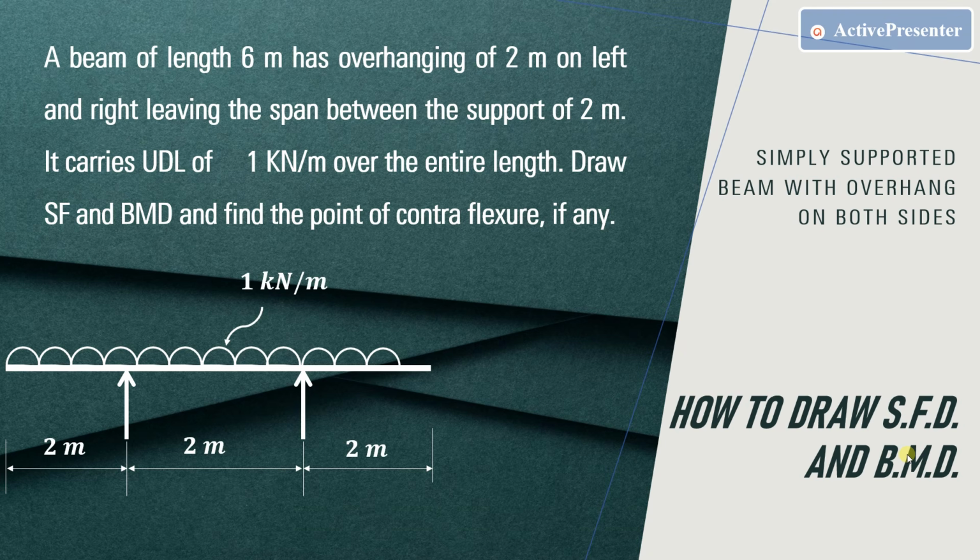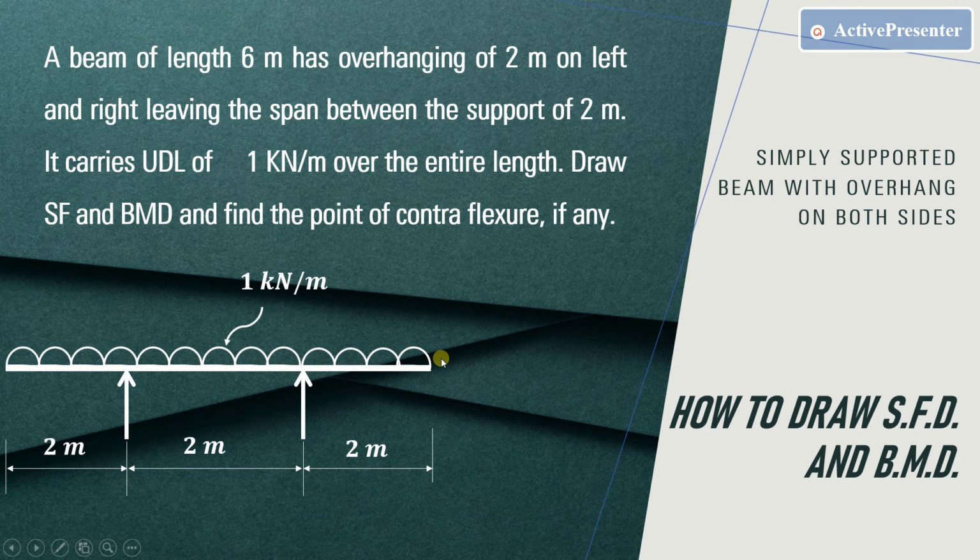So as you can see, the total span length is of 6 meter, and it is given that it is having a overhang of 2 meter on the right hand side as well as on the left hand side, and leaving the space of 2 meter in between the supports. So these are the supports which we have shown over here, and then it is having uniformly distributed load of 1 kilonewton per meter over the entire span.